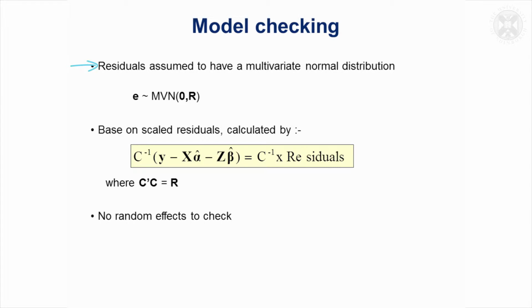So what's actually being assumed is that the residuals have a multivariate normal distribution, which we can write like that. So this is multivariate normal, the residuals are assumed to have means of 0, and they're correlated with this R matrix. So how do we go about checking that?